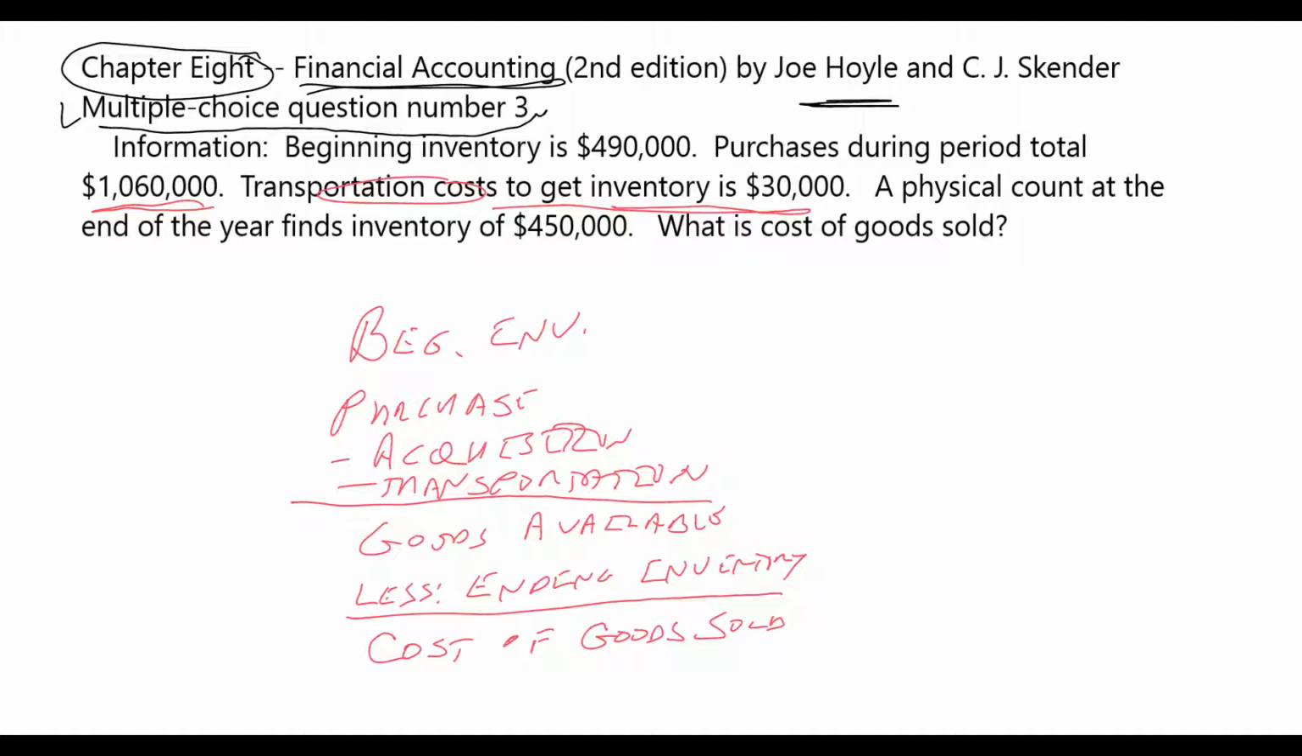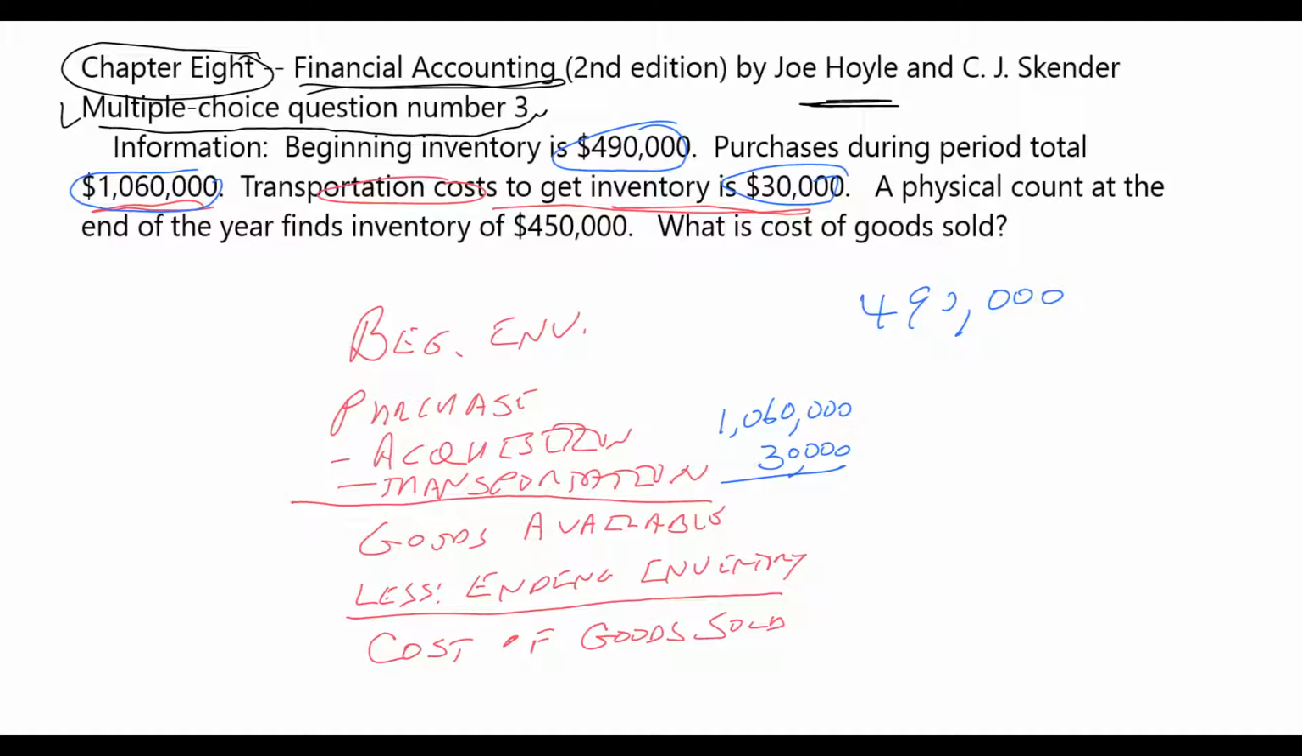They begin the year, as you can see, with inventory of $490,000. That's what they have in stock on the very first day of the year. During the year, they purchased another $1,060,000. So we'll put this here. They purchased $1,060,000. But they also had to pay another $30,000 in order to get that inventory delivered to them.